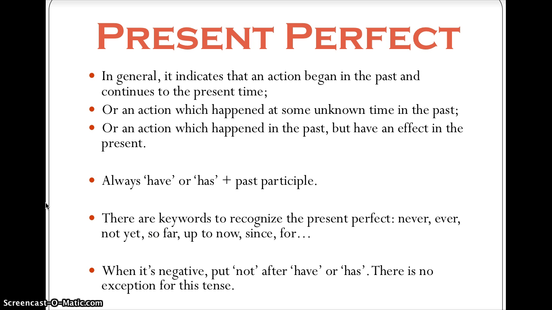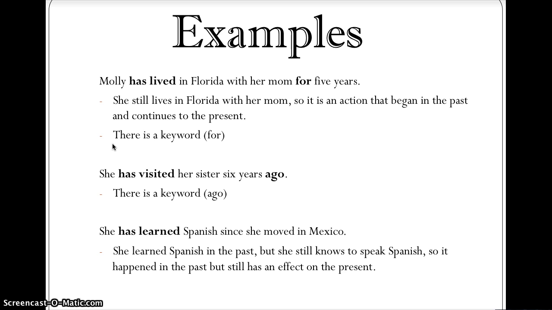These are keywords to recognize the present perfect: never, ever, not yet, so far, up to now, since, for. And when it's negative, put not after have or has. There is no exception for this tense. So let's have a look at some examples.